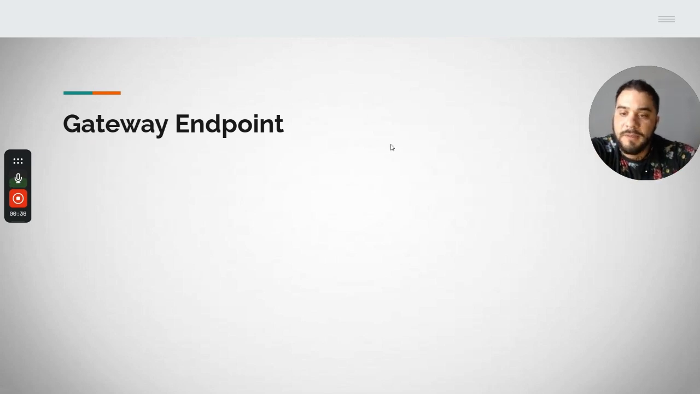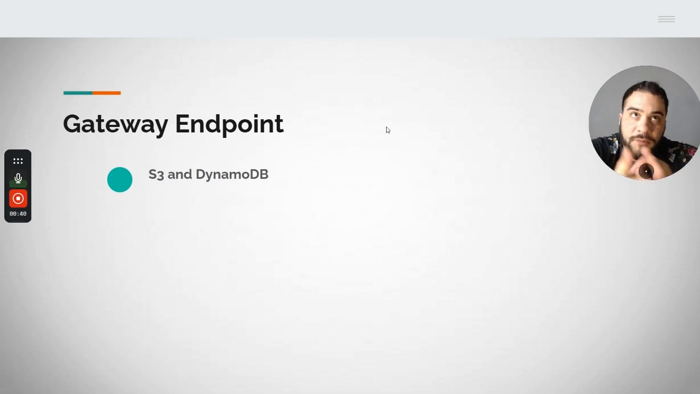We could probably use the gateway endpoint, and the gateway endpoint is the kind of connection that you can make between your VPC and some AWS services, but specifically you can only do it with S3 and DynamoDB. Gateway endpoint is the best option because you don't have to worry.